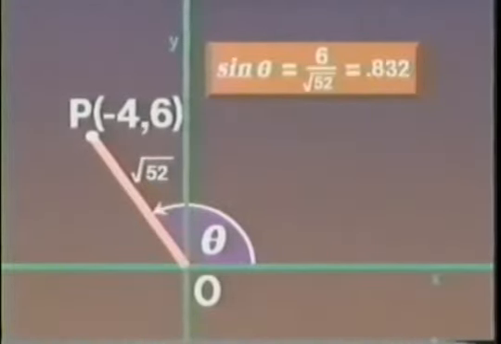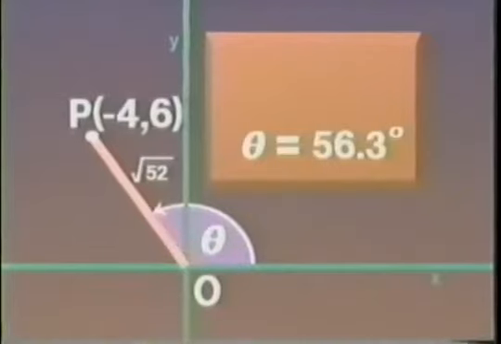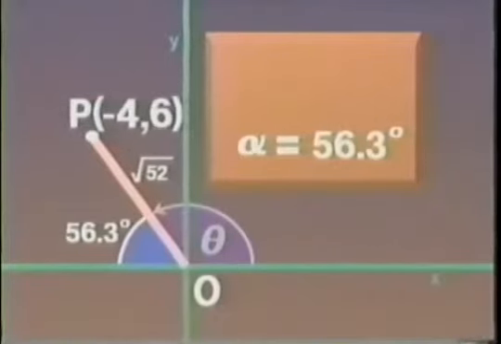Sine theta is 0.832. Using a calculator, we find angle theta equals 56.3 degrees. But wait a minute, something's wrong. Angle theta is obviously greater than 90 degrees. So much for the calculator. Well, earlier we found that sine theta equals sine alpha. So the 56.3 degrees must refer to angle alpha. But we wanted the value of angle theta.